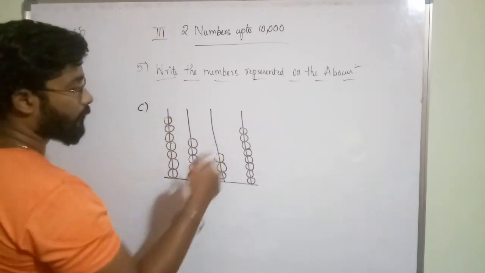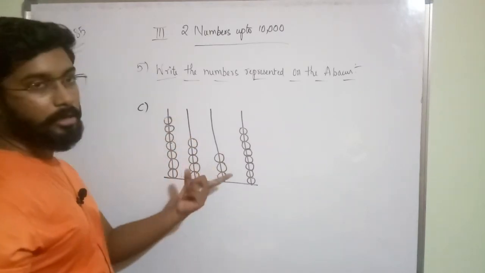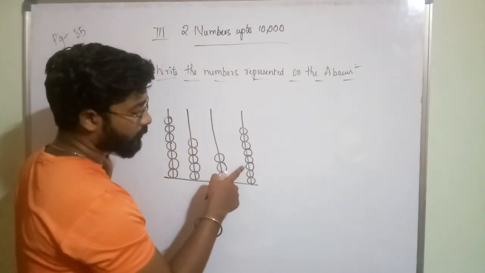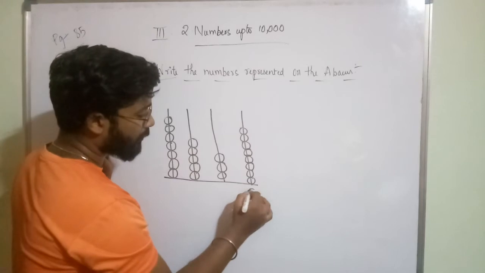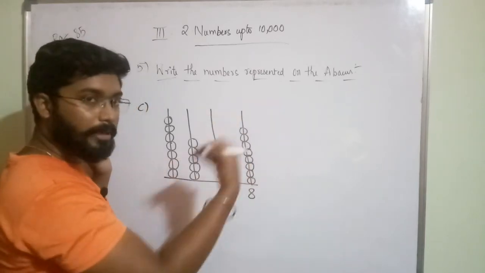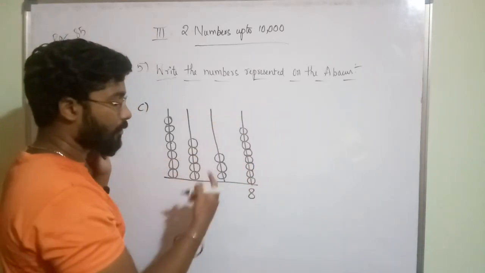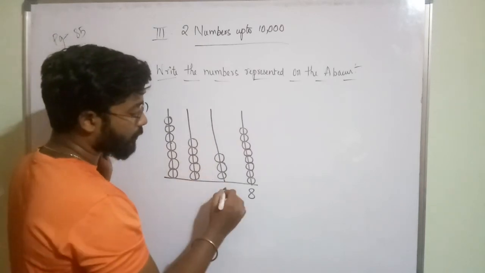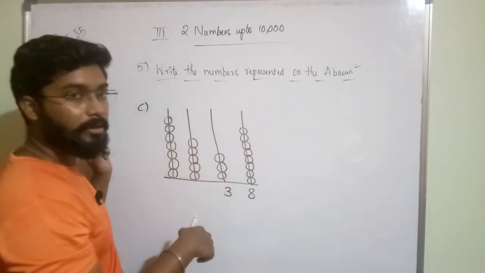One, 2, 3, 4. So you are having 4 rods. You will get a 4 digit number only. So in ones place how many are there? 1 2 3 4 5 6 7 8. So you have to write 8 below the ones rod. So in tens rod how many are there? 1 2 3. So you have to write 3 below the tens rod only.